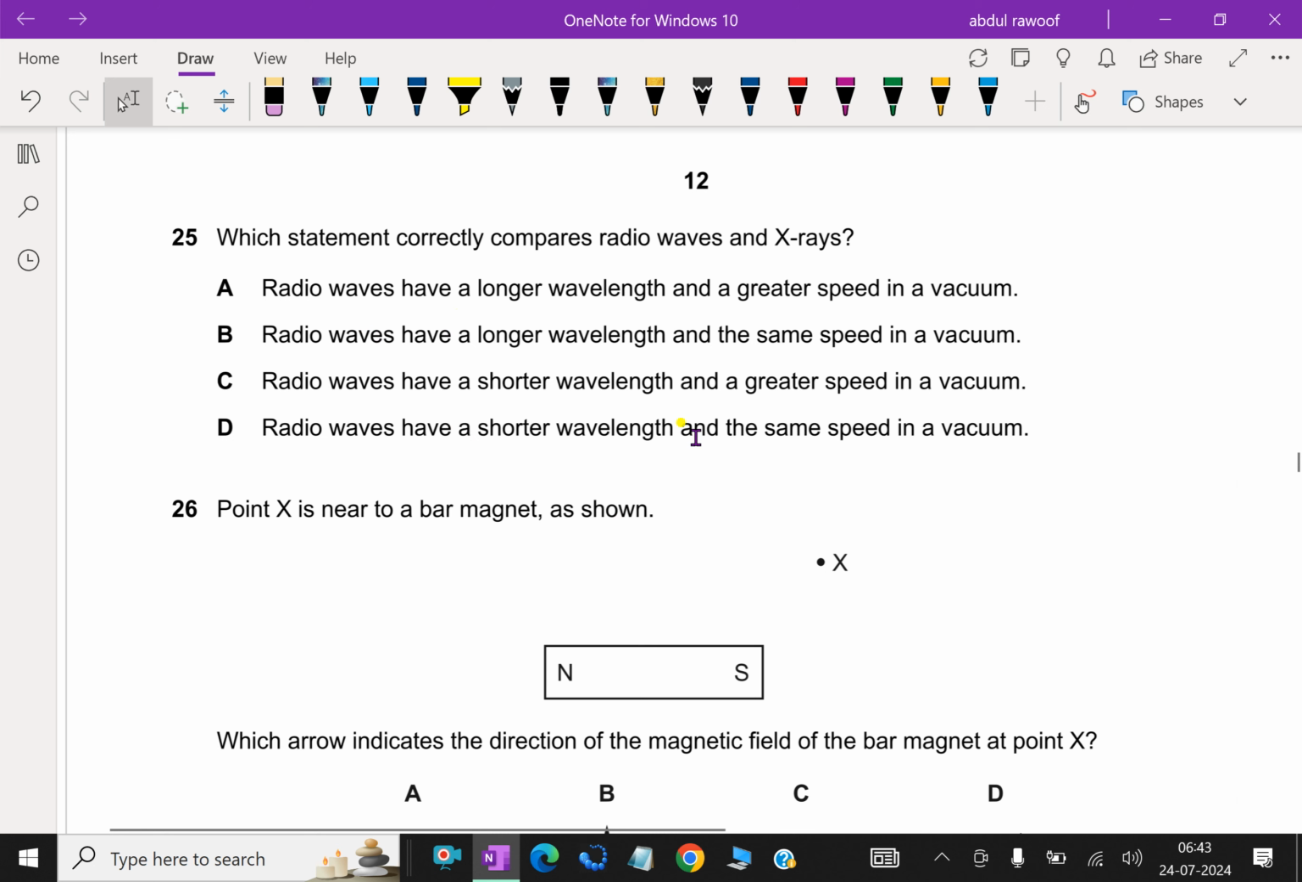Which statement correctly compares radio waves and X-rays? Option A: radio waves have a longer wavelength and a greater speed in vacuum. All electromagnetic waves have the same speed in vacuum, so you have to choose the same speed option. Option B: radio waves have a longer wavelength and the same speed in vacuum. Option D: radio waves have a shorter wavelength and the same speed in a vacuum. So option B is correct, because radio waves have the longer wavelength and the same speed in vacuum. So option B.